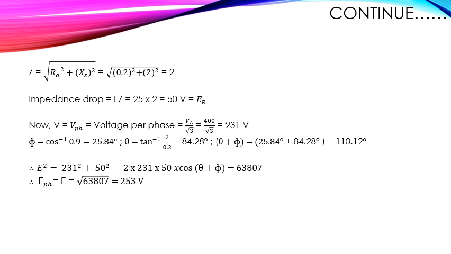So put those values, then we get E squared as 63,807. Then take the square root of that. So the induced EMF per phase is 253 volts. Then to get the line induced EMF, multiply by root 3, and the answer is 438 volts, and that is at 0.9 leading power factor.